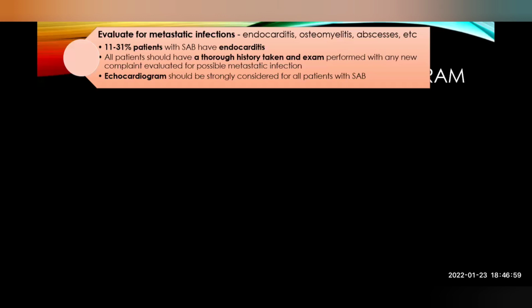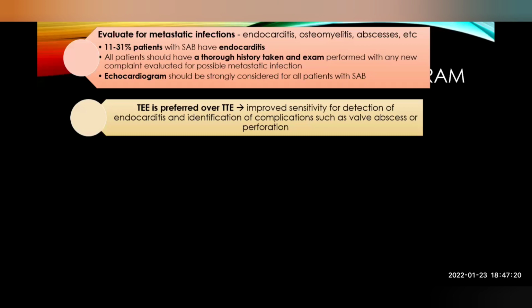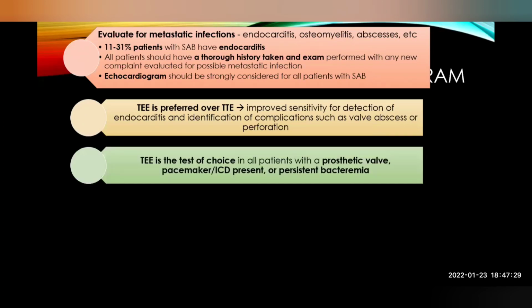It has been studied that around 11 to 30% of the patients with SAB, that is Staphylococcus aureus bacteremia, will have endocarditis. Hence, it is very important you do thorough history taking and examination for any patient. Echocardiogram should be done in all the patients who are having Staphylococcus aureus bacteremia. And in that also, TEE is preferred over TTE because of increased sensitivity and ability to detect other complications like valve abscess and perforation. TEE is the first test of choice if the patient is having any risk factors for endocarditis like prosthetic valve or pacemaker, or if the patient is having persistent bacteremia.